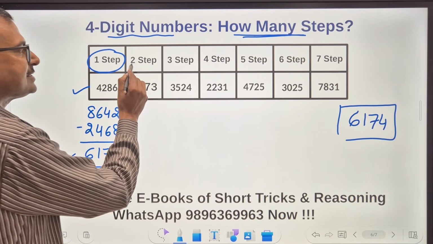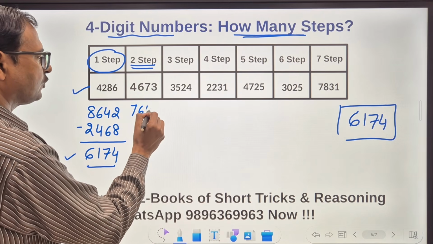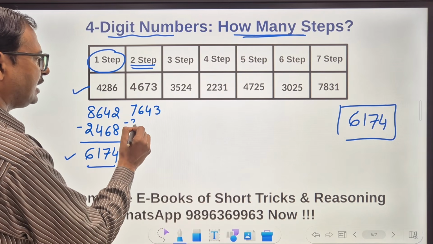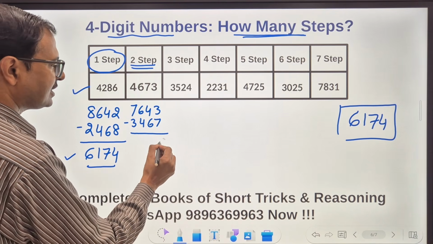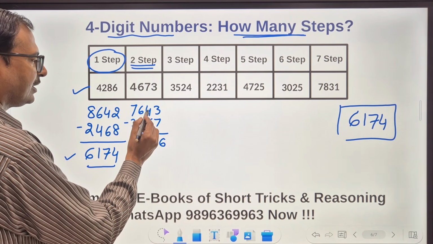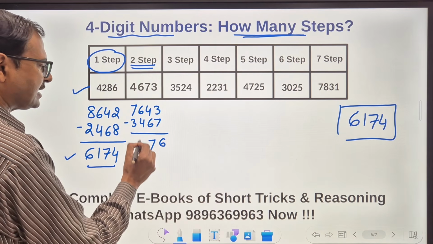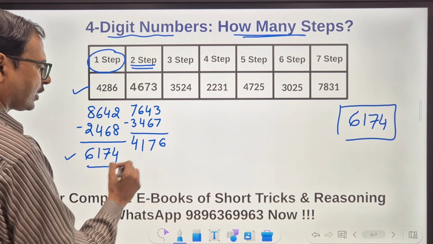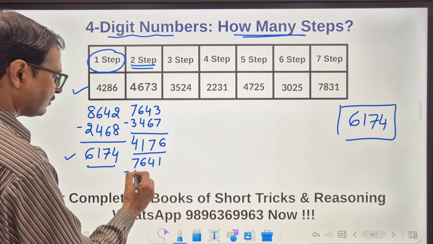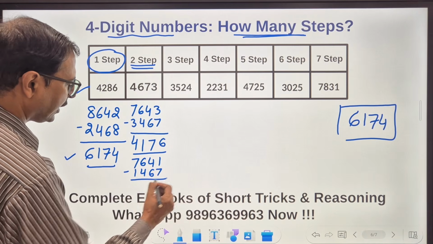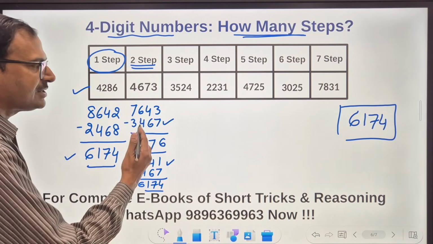Likewise 4673 is a two step number. Like the highest number here will be 7643 and the smallest will be 3467. Now when you subtract them, 13 minus 7 is 6, and then you have 3 here. So 13 minus 6, which is 7, and then 5 minus 4, which is 1, and this is 4. Now do it one more time. 7641 minus 1467. You again get the same number, 6174 in two different steps.